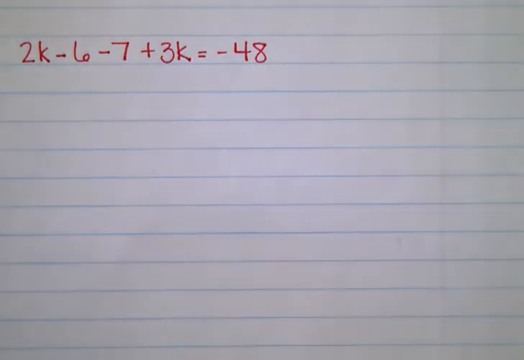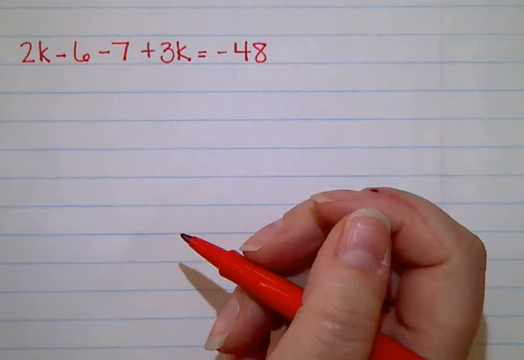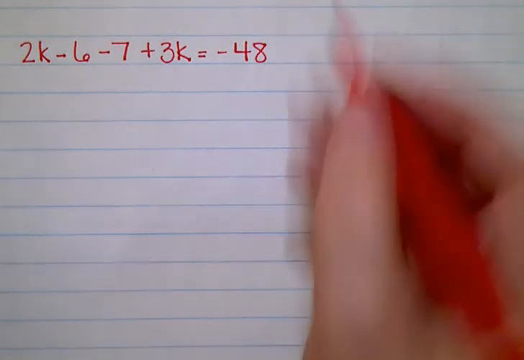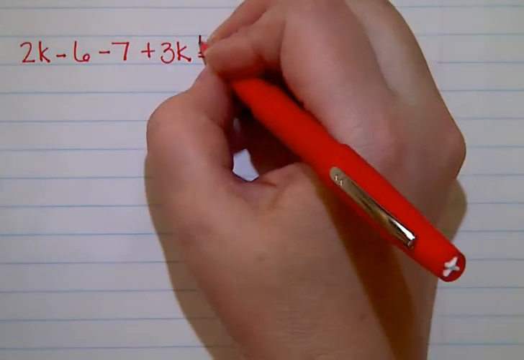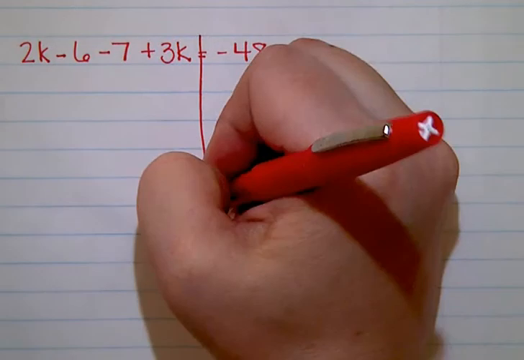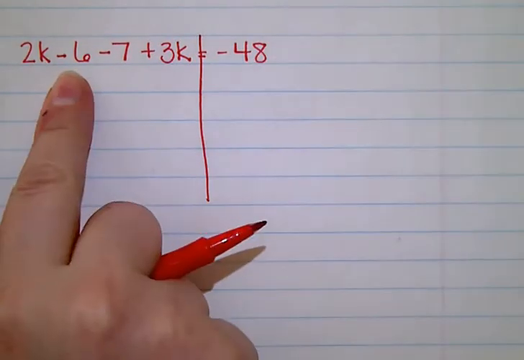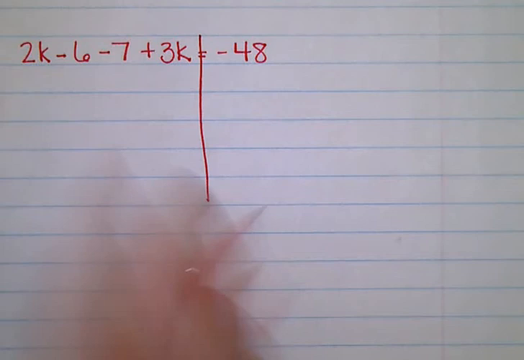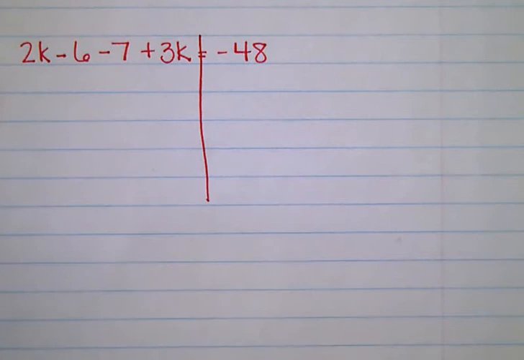This video will demonstrate how to solve multi-step equations. Our first equation: 2k minus 6 minus 7 plus 3k is equal to negative 48. Draw our line, and if you notice, our problem is on the left side. I don't want to start moving things until I make that a little simpler. So let's combine like terms.